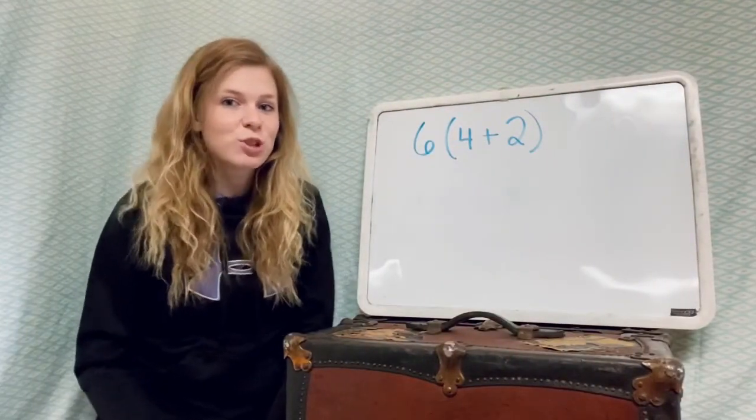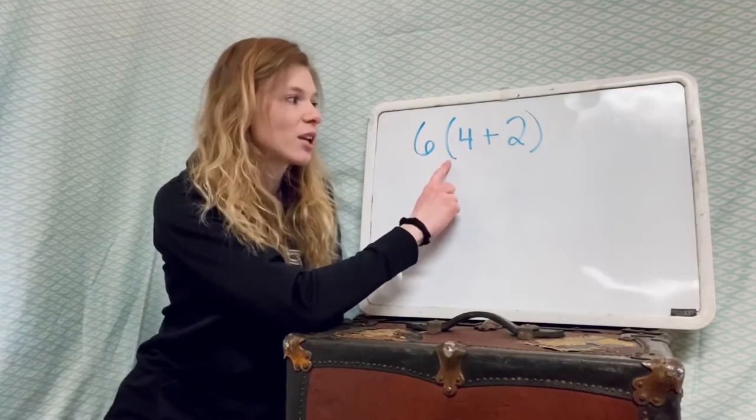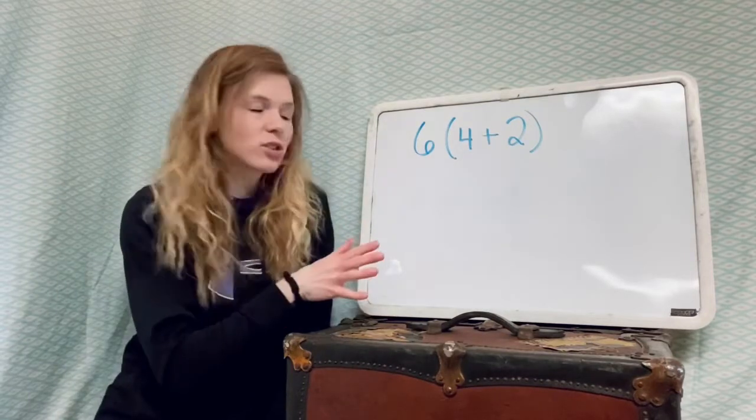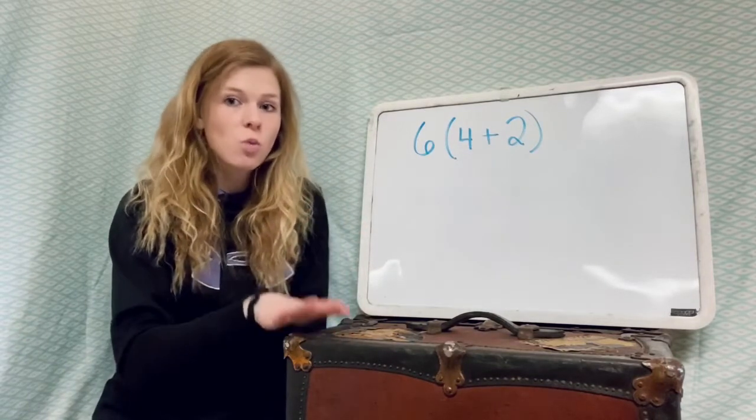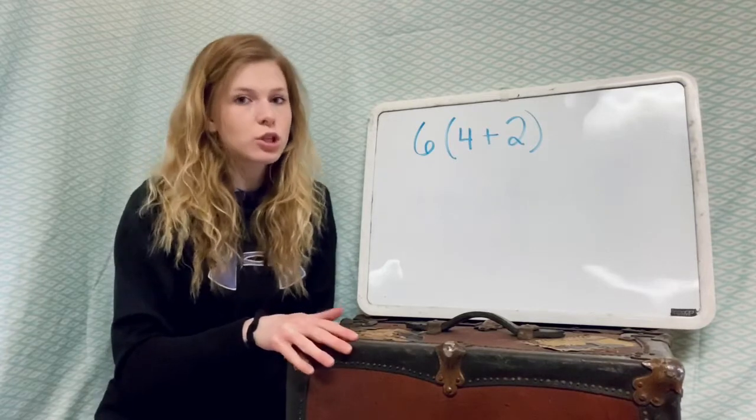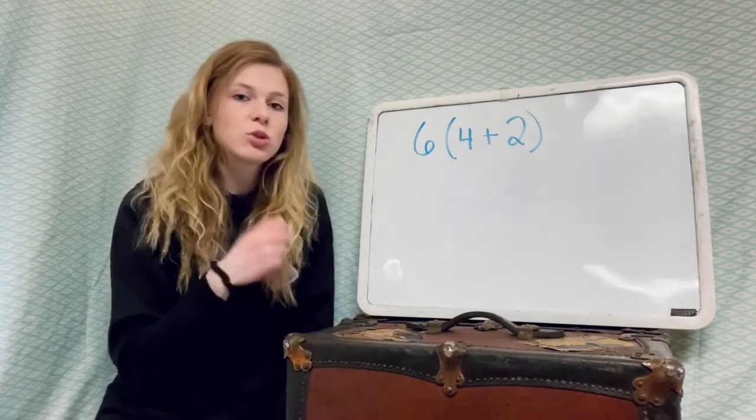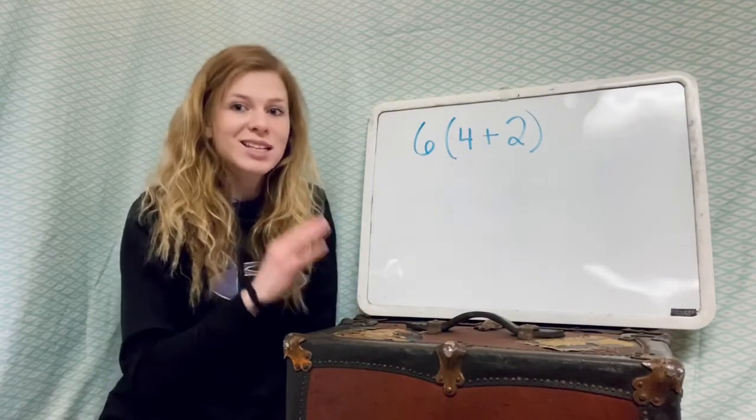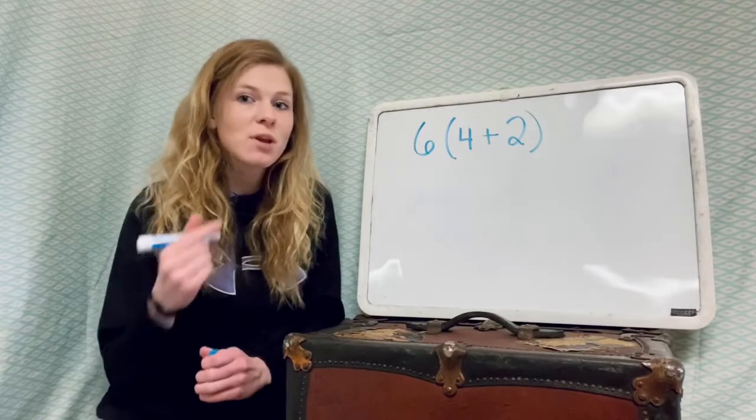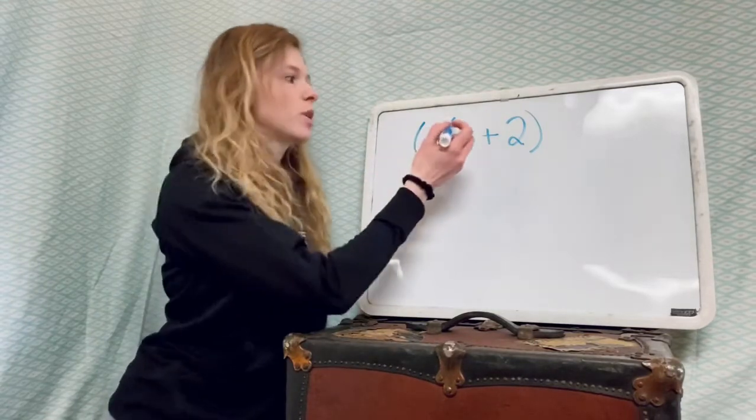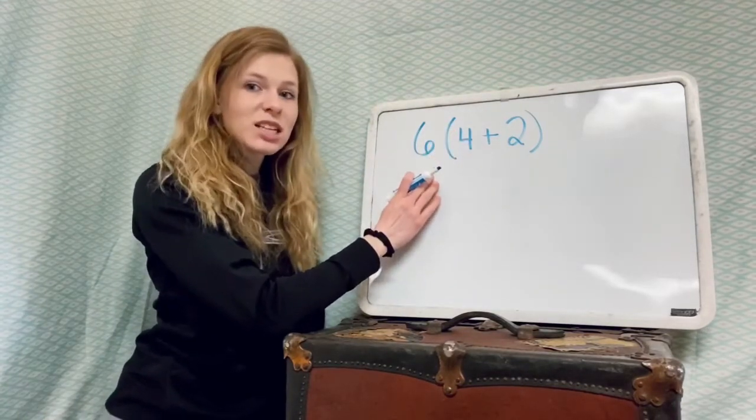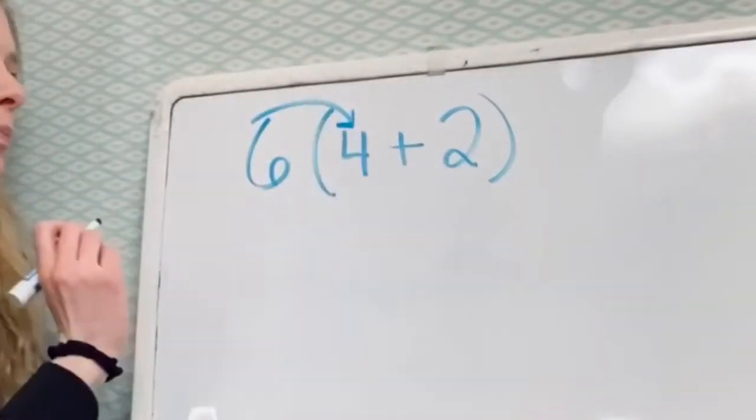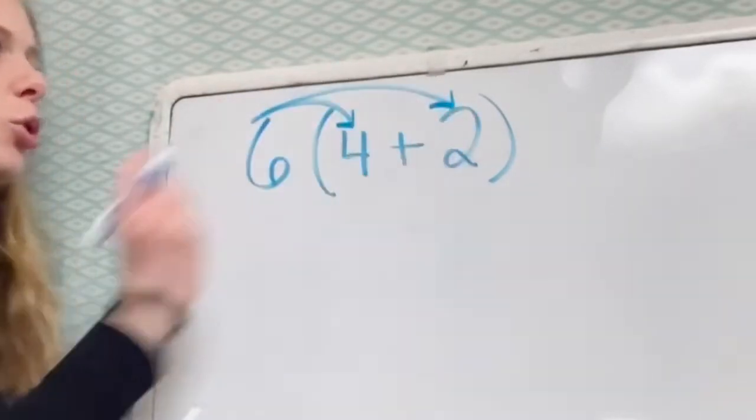Here is example number 2. I have 6 times the 4 plus 2 that's in parentheses. Again, we can solve this using order of operations, but I want you to solve it using the distributive property so we can practice using it so it's easier when we have harder problems that contain variables. So step number 1, draw your arches so we can distribute the outside number 6 to all the terms on the inside. So I'm going to distribute 6 to the 4, and I'm going to distribute 6 to the 2.